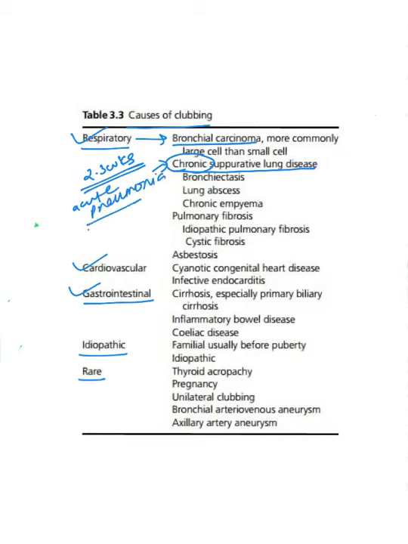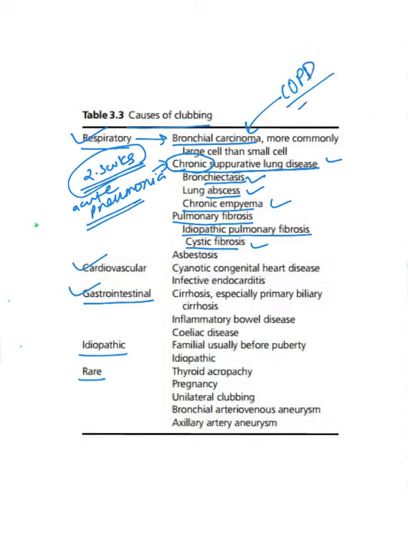The pathology has to be there for at least 2 to 3 weeks. So chronic suppurative lung diseases like bronchiectasis, lung abscess, chronic empyema, pulmonary fibrosis, idiopathic pulmonary fibrosis and cystic fibrosis, these are the respiratory causes of clubbing. If we pay a little more attention here, we see that chronic obstructive pulmonary disease and tuberculosis have not been included in the list because they do not cause clubbing, and this is an important point.